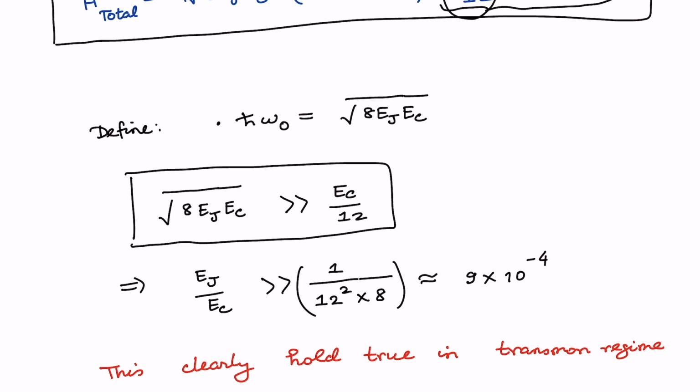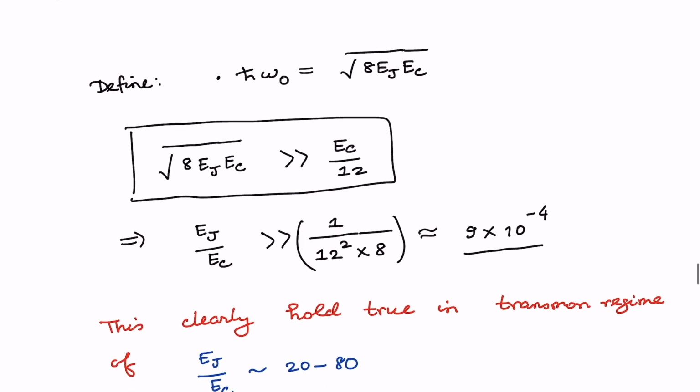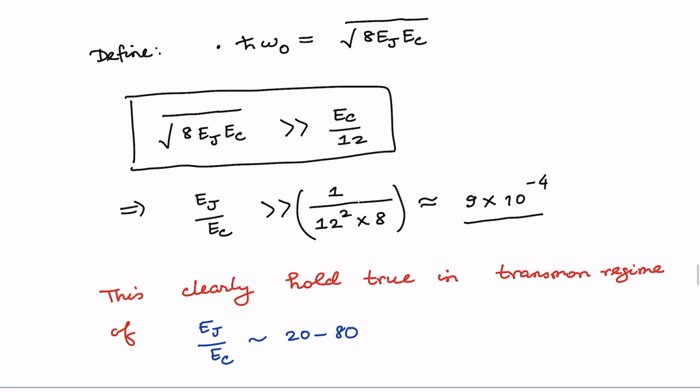That turns out to be around 9 times 10 to the power minus 4, and this clearly means that EJ by EC, that ratio for a typical transmon, is around 20 to 80, and therefore this relation that we have worked out clearly works here and is valid.